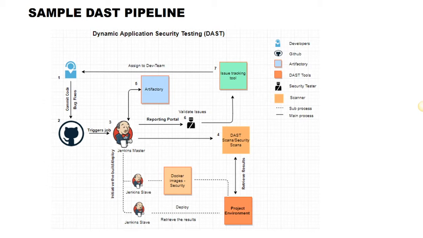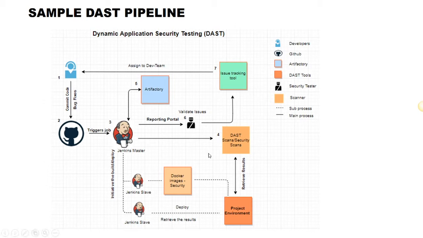Once it is there, it triggers a job, and the Jenkins master, in this case I used Jenkins as an example, it could be anything for you. You have a Jenkins master and slave. You have Docker images, which are security Docker images, because we are using Dockerized security tools. This is a project environment where the Jenkins slaves deploy the code, and the Docker security image is going to run on the project environment. The security scanners, which are SAST models, are isolated, individual standalone applications that can also run on the project environment.